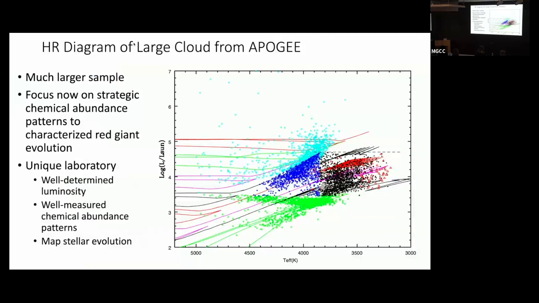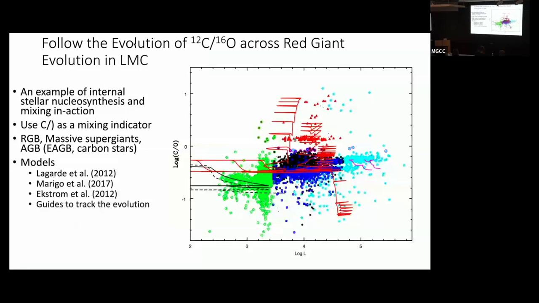And what I want to cover in this very short talk is simply to take some SMC stars, the sample here, and focus on just one strategic chemical abundance pattern, just so you can see the type of things that you can do with the APOGEE data set to characterize stellar evolution. And keep in mind that with the clouds, as was already mentioned in the previous talk, we have a unique laboratory. We have well-determined luminosities. We have well-measured chemical abundances from APOGEE. And so we can really produce, I think, the most detailed maps of certain phases of stellar evolution that have been done.